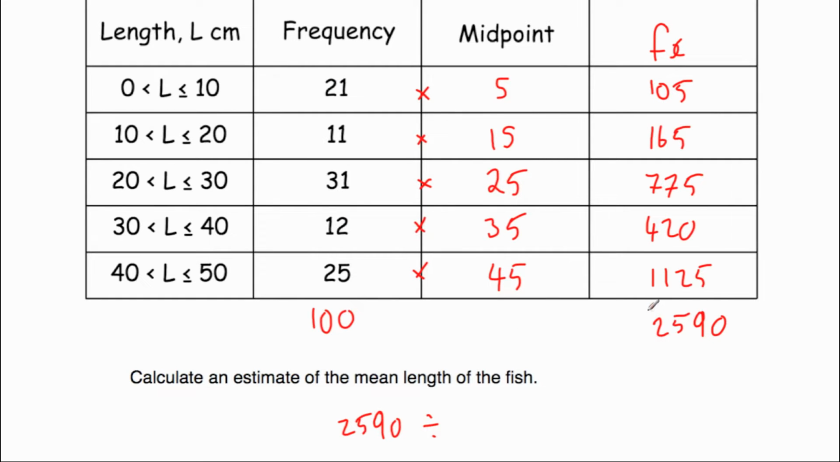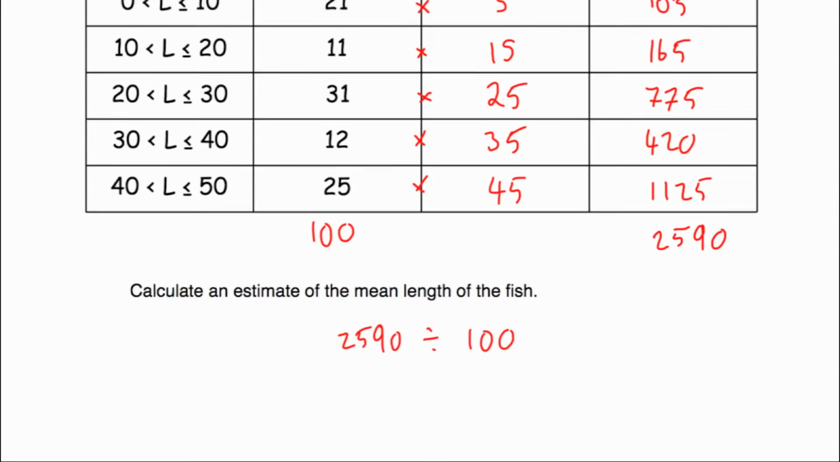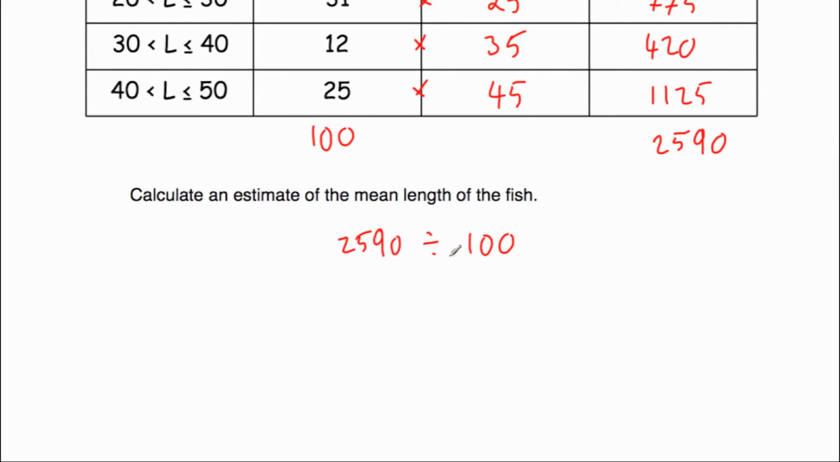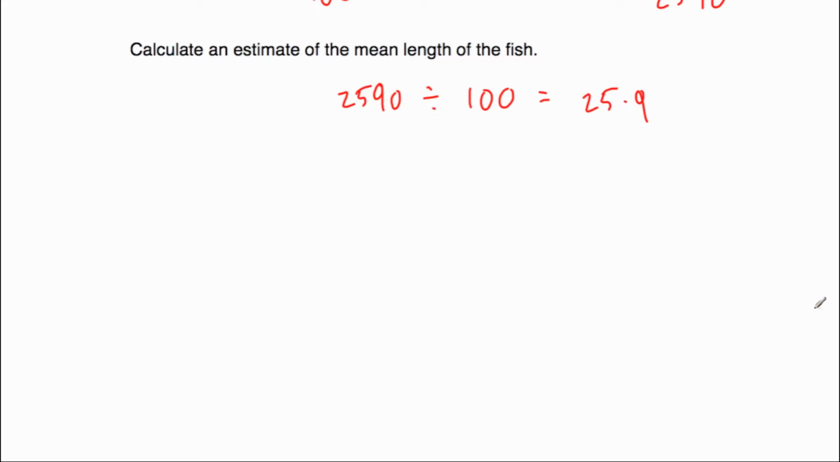And now what we're going to do is divide the total for fx, 2,590, by 100. And whenever we do that, we will get our estimate for the mean. So 2,590 divided by 100 would be equal to 25.9. So our estimate of the mean length for the fish would be 25.9 centimeters, and that's it.